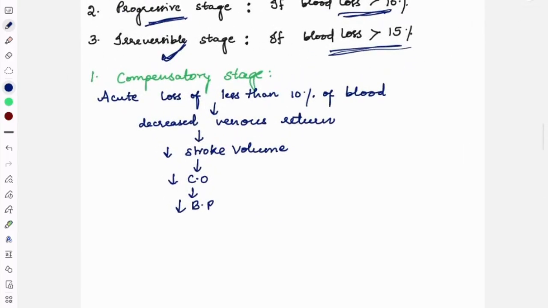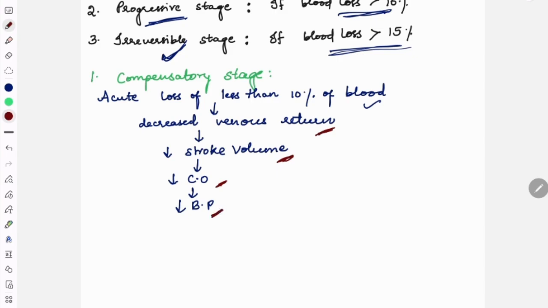So what happens in the compensatory stage? Acute loss of less than 10% of the blood, right? That is what we call the compensatory stage. Because of blood loss, there is decreased venous return, that is very much evident. That will lead to low stroke volume, low cardiac output, and ultimately low BP.